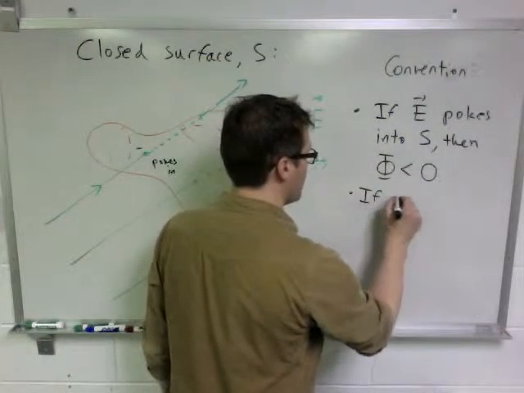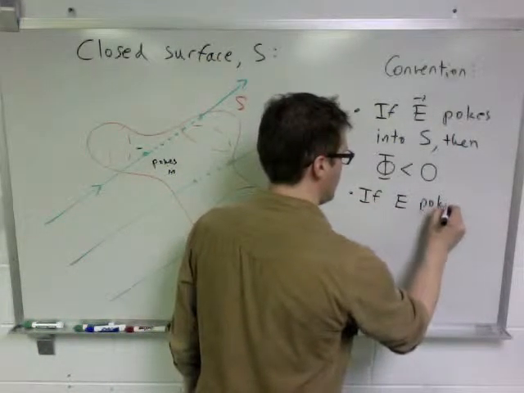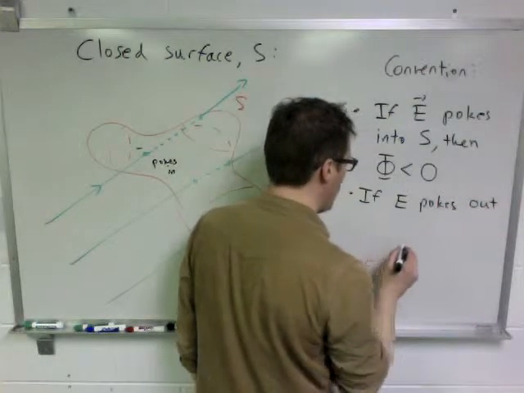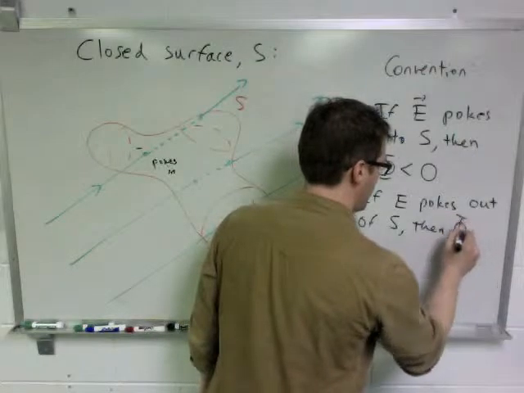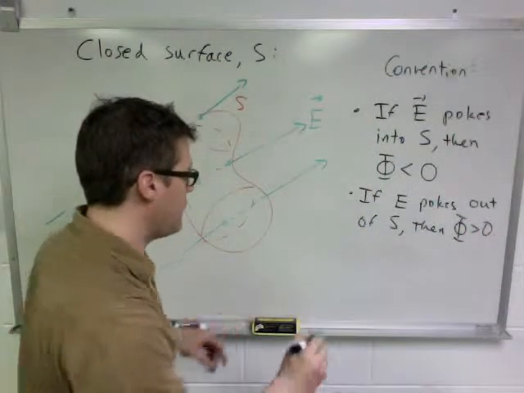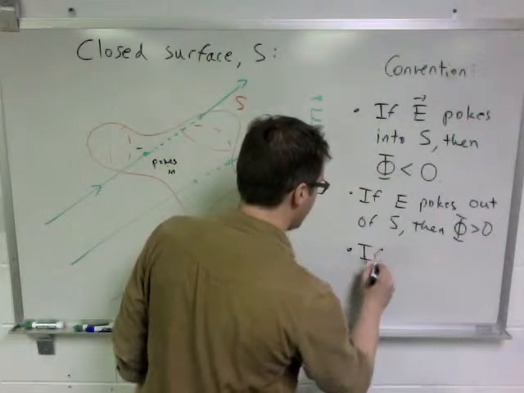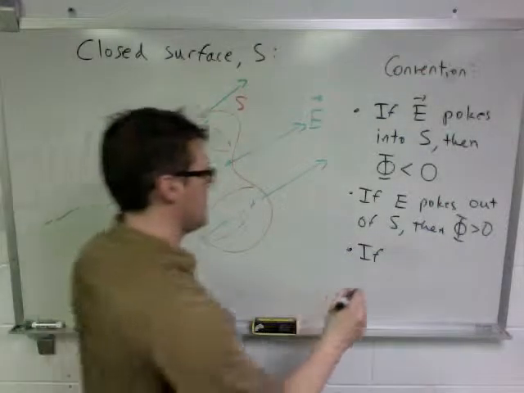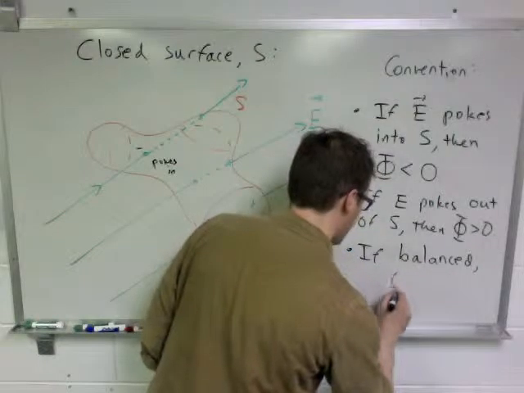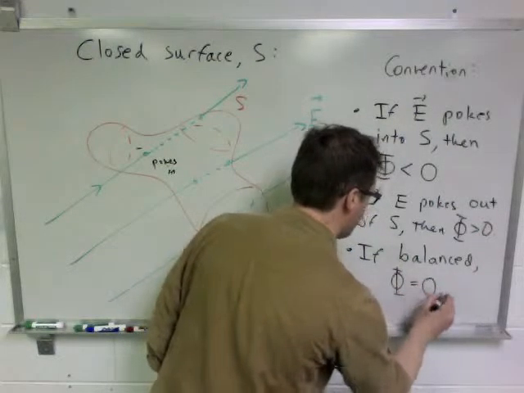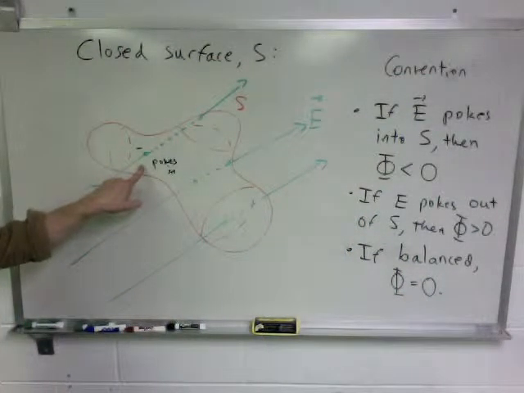If the electric field pokes out of the bag, then the contribution will be positive. So if, as in this case, the two are balanced, then the total electric flux is 0. So this is the type of situation we're in here.